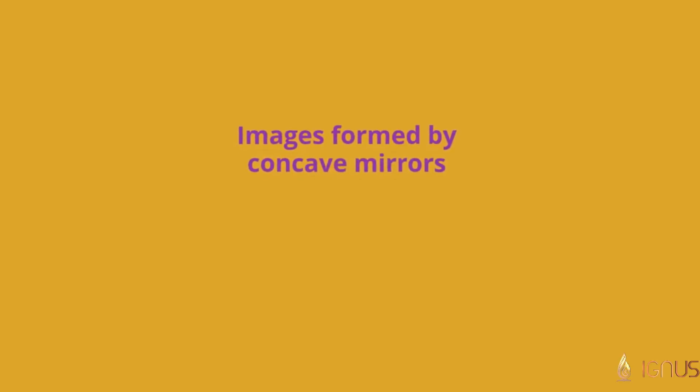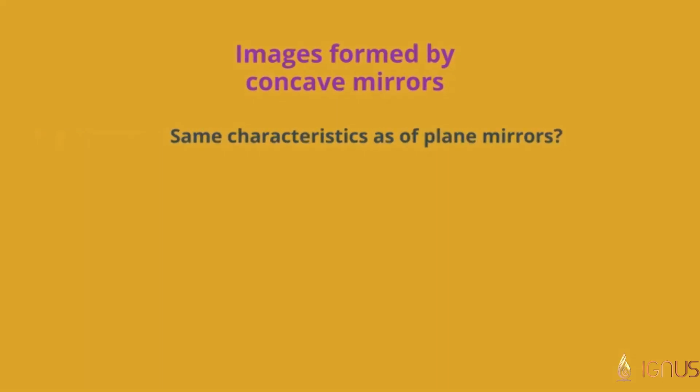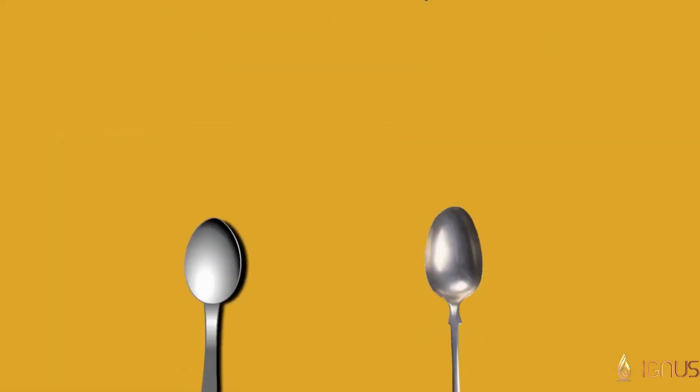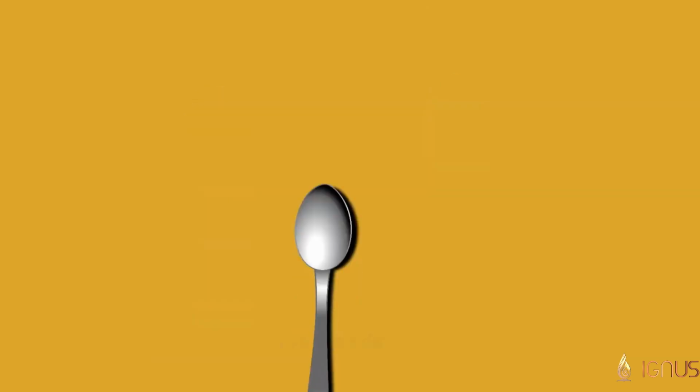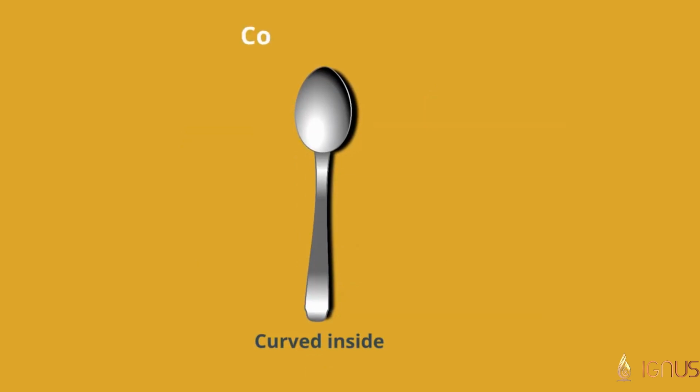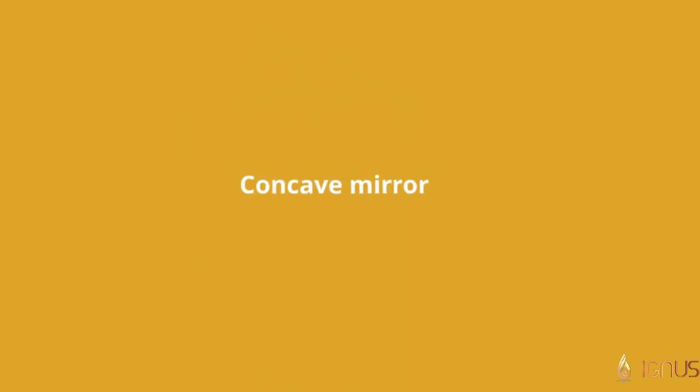These images formed by the concave mirrors have the same characteristics as plane mirrors. You all must have seen the reflection of your face in a spoon. A spoon has smooth surfaces, one curved inside and the other curved outside. However, it's not perfectly spherical. For ease of understanding, we can consider the reflecting surface which is curved inwards as a concave mirror.